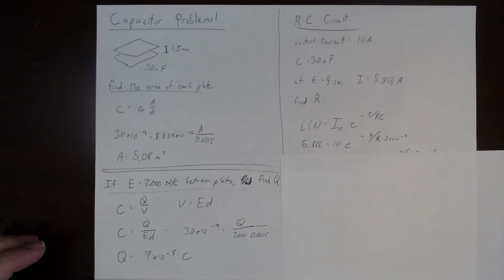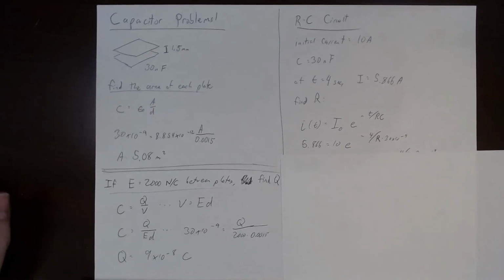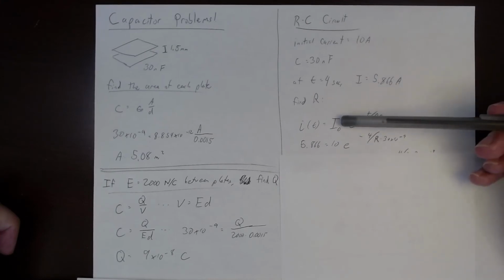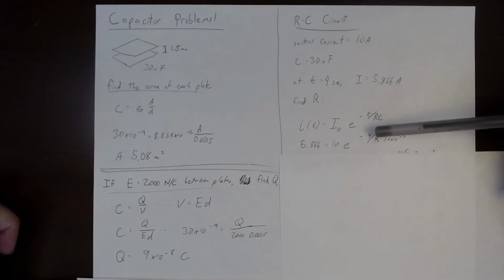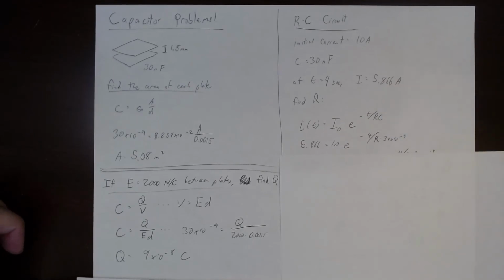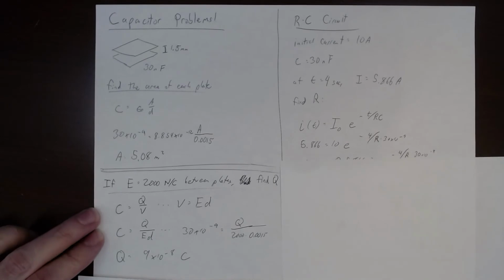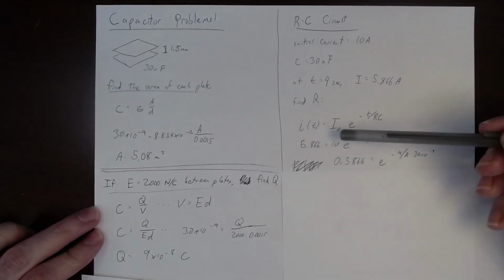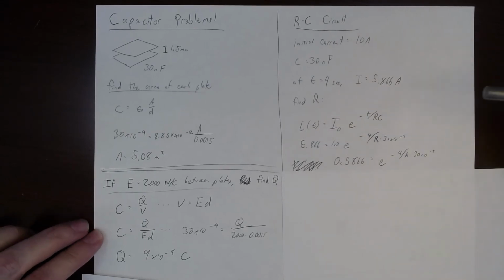Pretty easy after that, but let's just walk through the algebra just to make sure. We plug in 5.866 amps, we plug in 10 amps, we plug in 4 seconds, we don't know R, we plug in 30 times 10 to the minus 9 farads. We can divide both sides by 10. We have to do that, in fact.